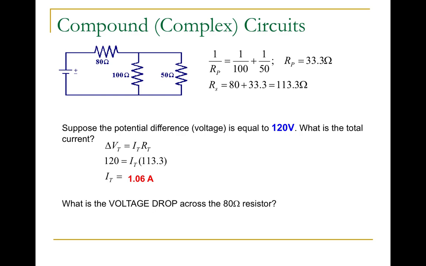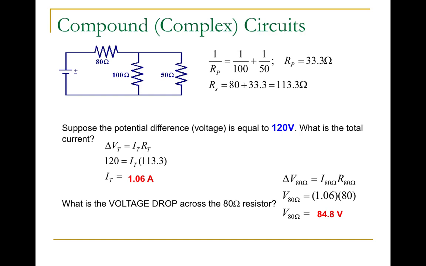Okay, so now let's look at the voltage drop across the 80 ohm resistor. Well, the 80 ohm resistor is closest to the battery, and there's no junction between the battery and the 80 ohm resistor. So all of the current is going to travel through that. So I can use Ohm's law with the total current and the resistance of that resistor to get 84.8 volts.